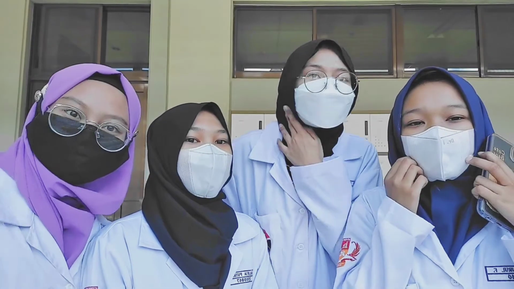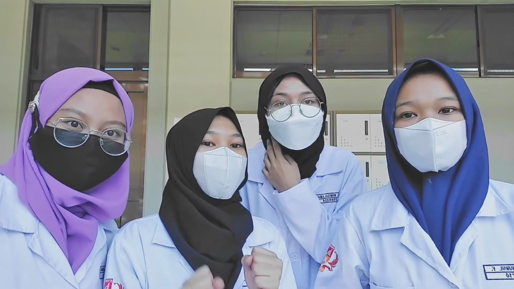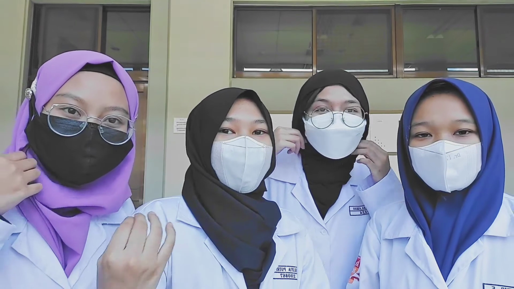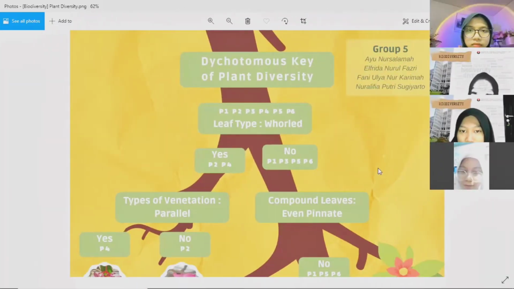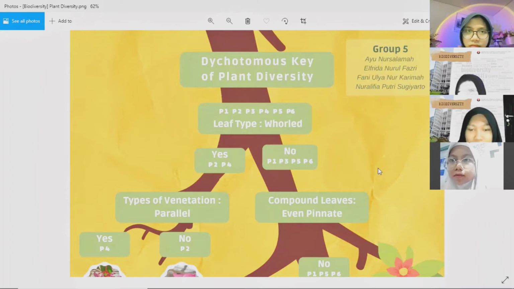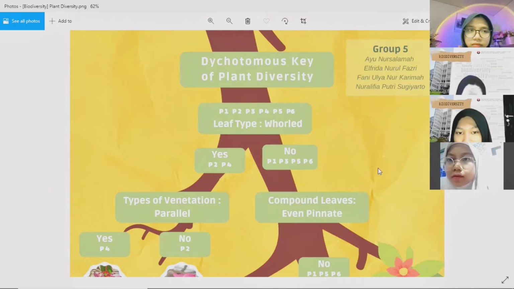Right, so we are done with observing the plants using Plant.net. And since we have identified 6 scientific names of each plant, now we're gonna create the dichotomous key. For the first part, P1, P2, P3, P4, P5, and P6 are the codes for each plant that we have observed before. And then we're gonna find out what the plant is. The leaf type is a whorled one. The plants that have a whorled type of leaf are P2 and P4.